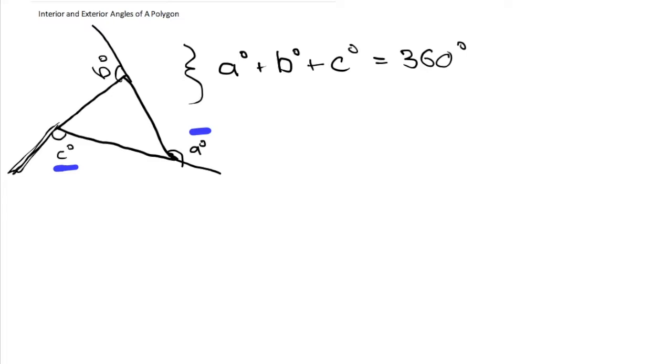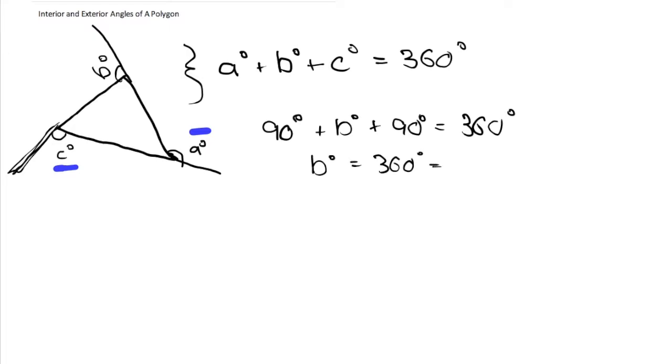Say for example angle A was 90 degrees, and angle B was also 90 degrees. Sorry, angle C was also 90 degrees. You could solve for angle B because of the exterior angles of a polygon rule. You can quite simply say that angle B is equal to 360 degrees minus 90 degrees minus 90 degrees. Sorry if that looks like an equal sign there, I meant to do a subtracting sign. So 360 degrees minus 90 degrees minus 90 degrees.